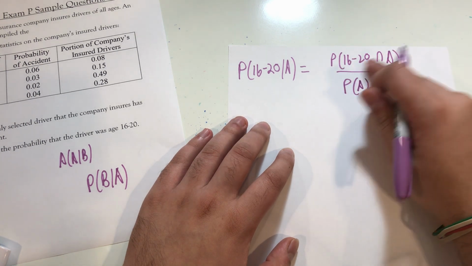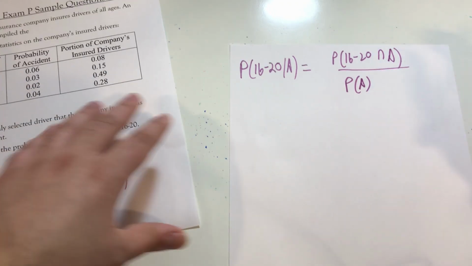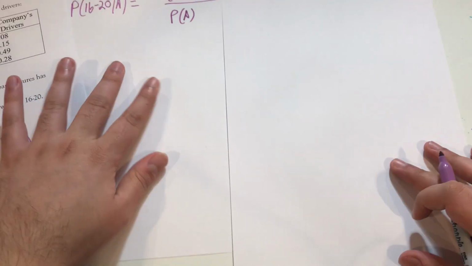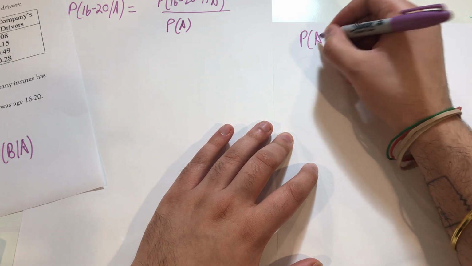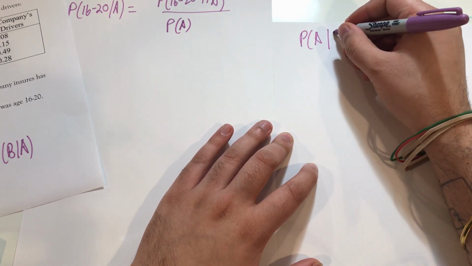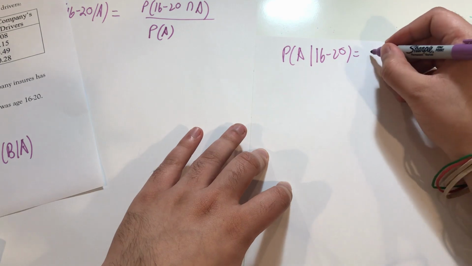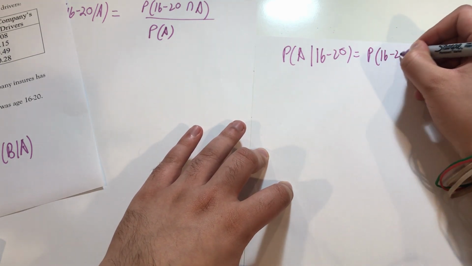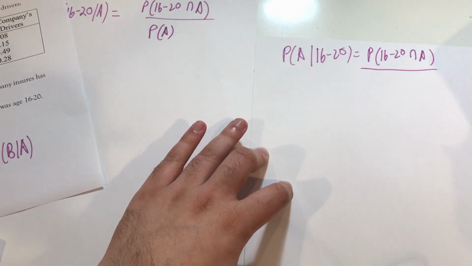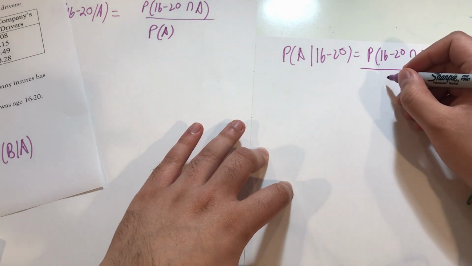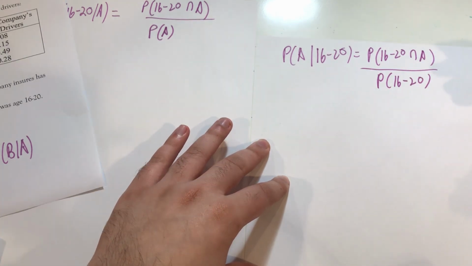Now, we don't have this value, but we can figure out a way to get that numerator. So let me grab a separate sheet of paper to illustrate that point. We do know the probability of getting into an accident given that we're in the age group of 16 to 20. This should be equal to the probability of being 16 to 20 and getting into an accident, divided by the probability of being in that age group, which is the probability of being 16 to 20, and we can fill these in.